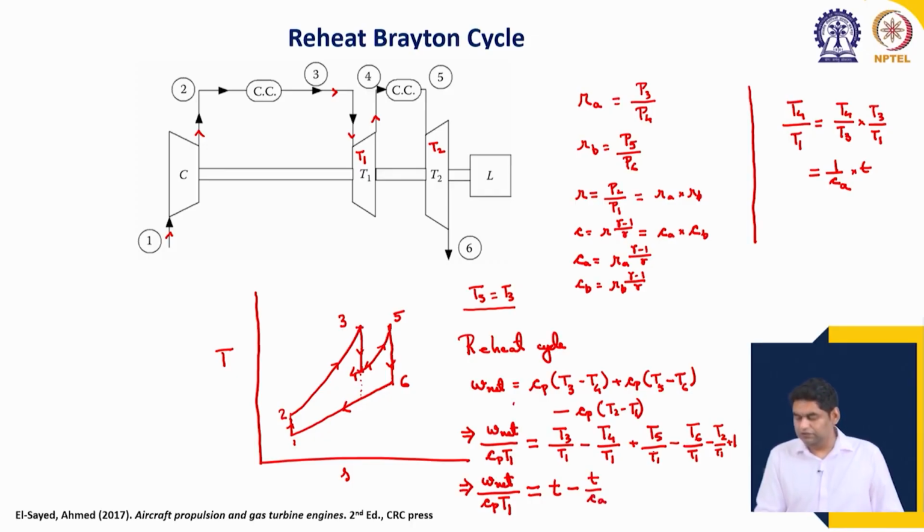Then T 5 is equal to T 3. So, T 5 by T 1 also is equal to T, and for T 6 by T 1 we can do a similar analysis as for T 4 by T 1, and you will see that this is equal to T by C B. Then T 2 by T 1 is equal to C, and then plus 1.